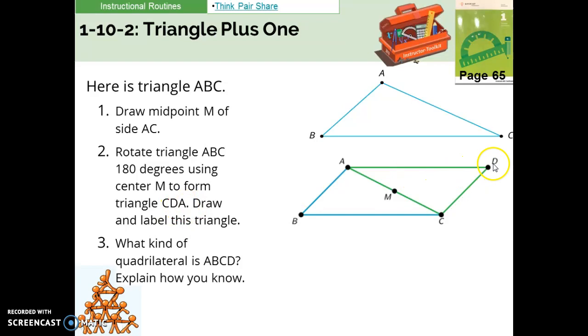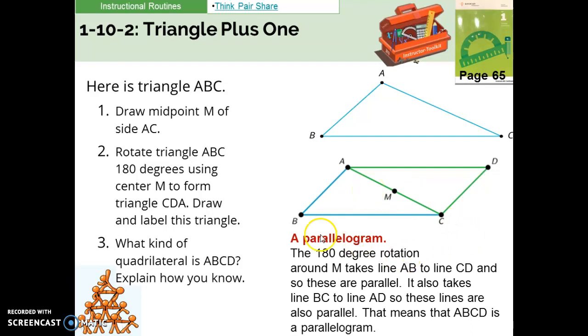One thing I want you to realize is where B was is where D is. But the reason why A and C didn't change is because A prime is equal to A and C prime is equal to C. And it creates a parallelogram, okay? That is where it creates a shape with two parallel lines.